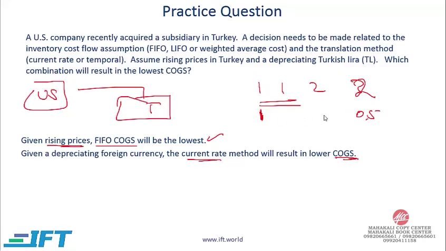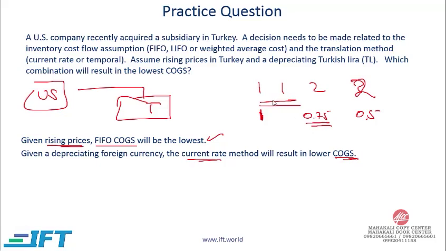We can then say that on average, the exchange rate was 0.75 over the year. This is the rate that will be used by the current rate method. What about the temporal method?